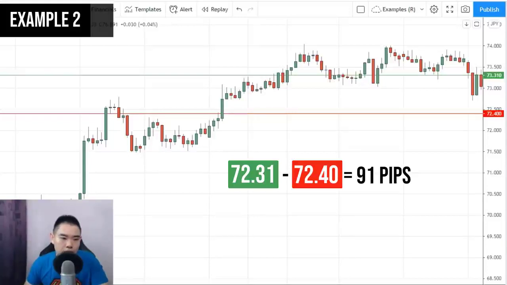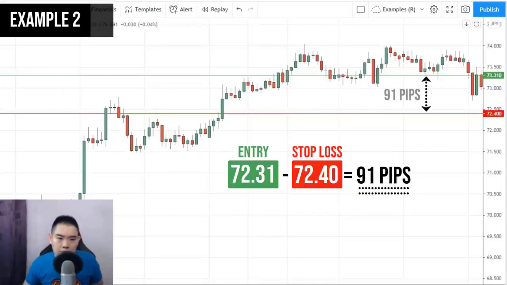So how do I get 73.31? Again, the entry price on this candle over here, the opening price is 73.31. Stop loss at 72.4, which is this level here, minus 1 ATR. And it gives us 72.4 as our stop loss. And we take the entry price minus your stop loss, right? And this is your distance in pips for stop loss. So in other words, from your entry price here, all the way down to here is 91 pips.